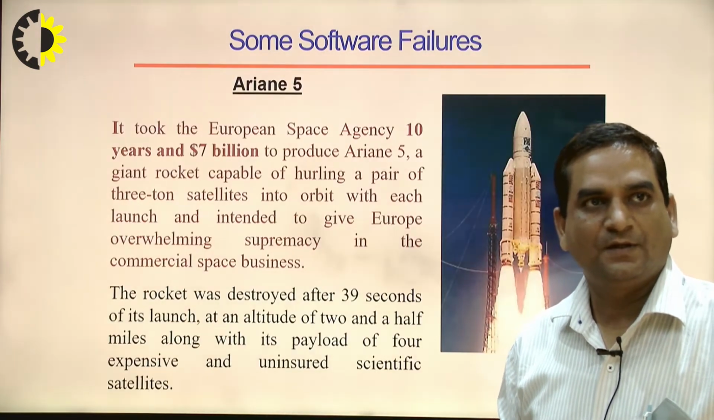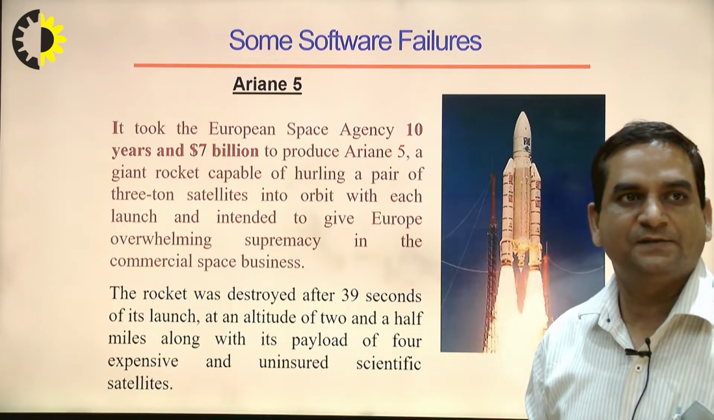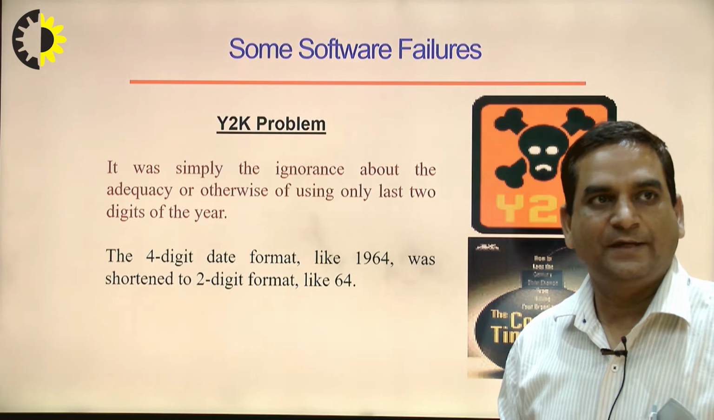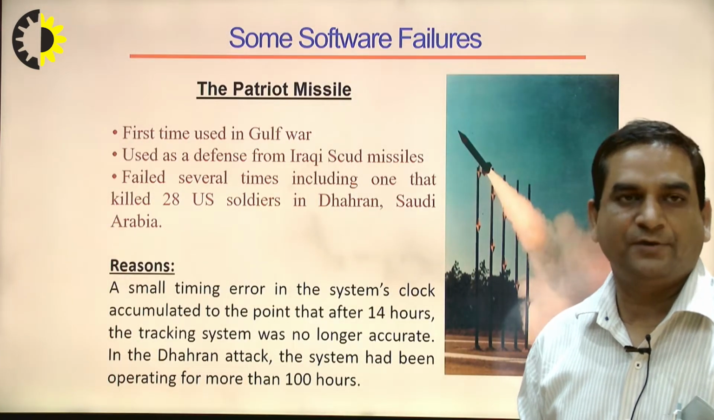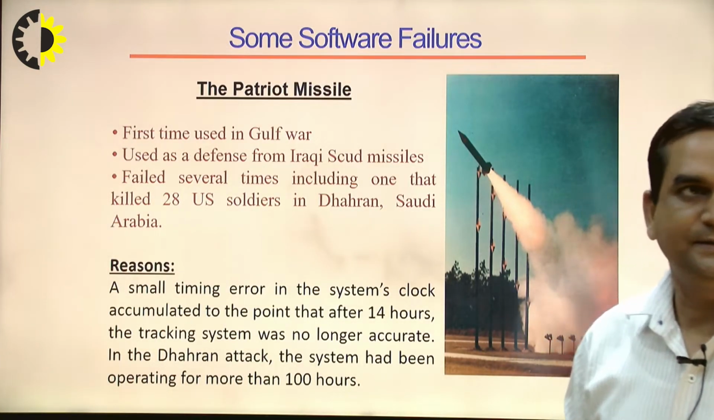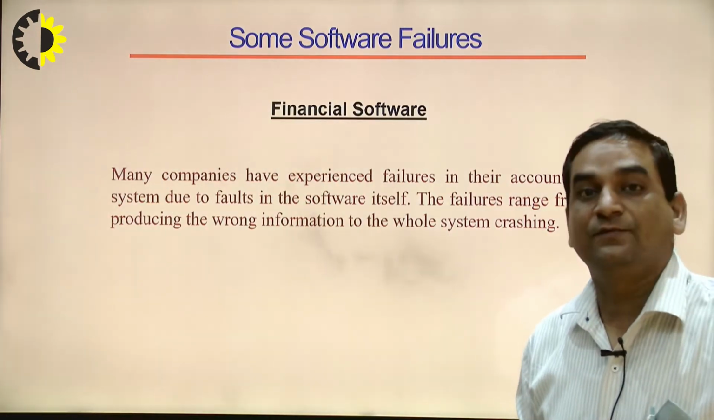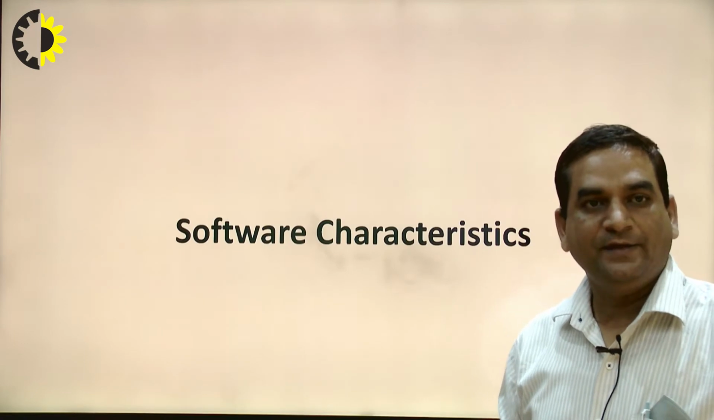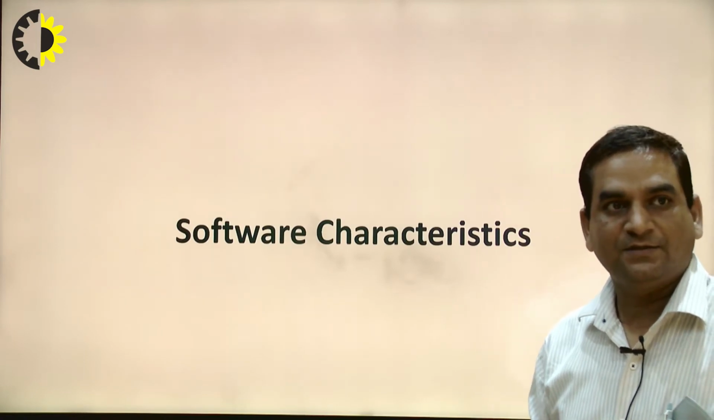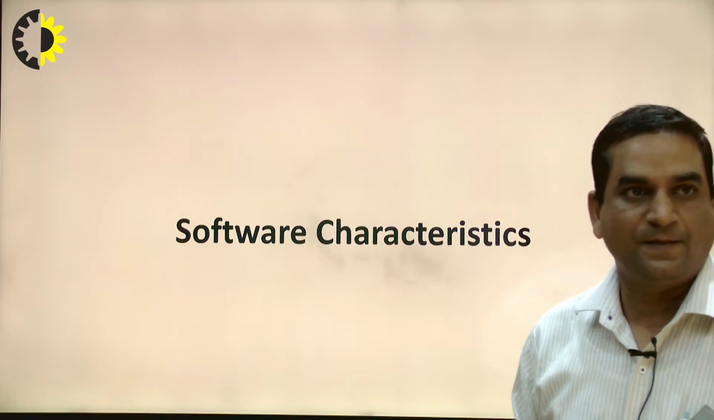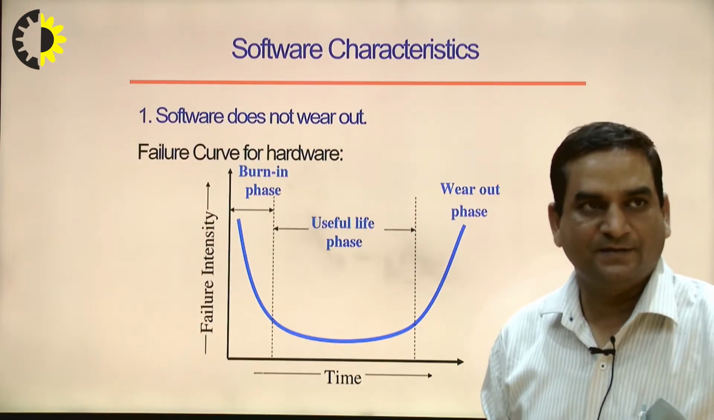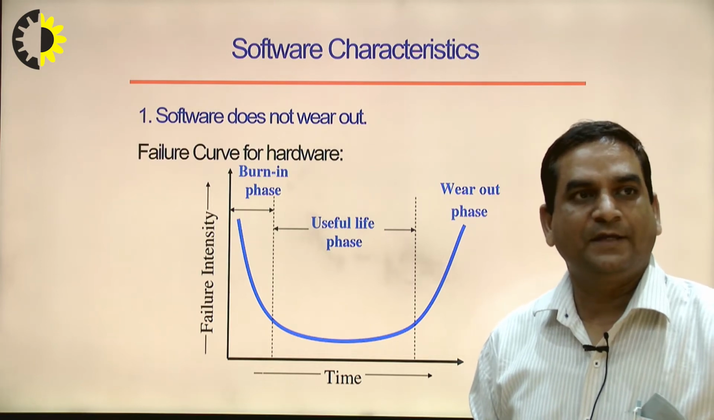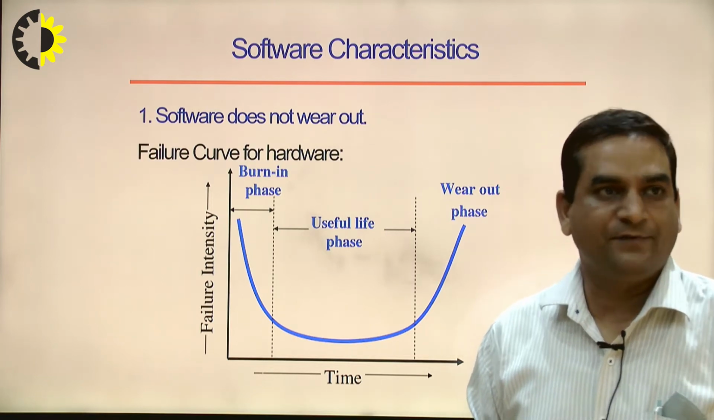These are some software failures which we have already discussed, like the Y2K problems, the Patriot missiles, and some financial software. Today we will first discuss software characteristics. This is the failure curve for the hardware.